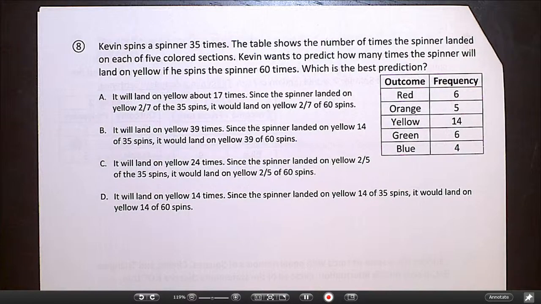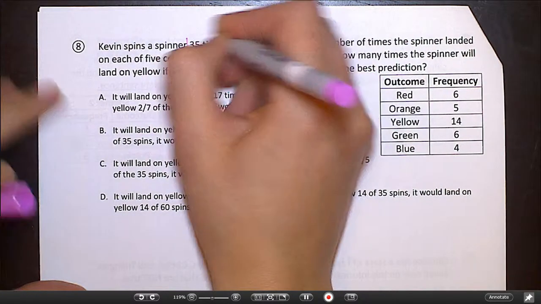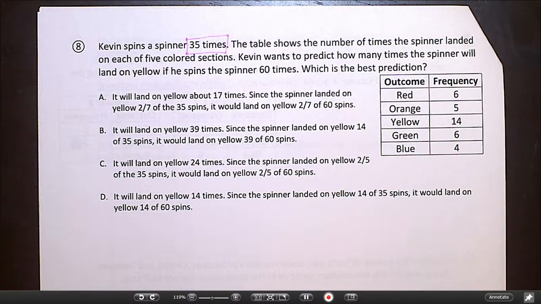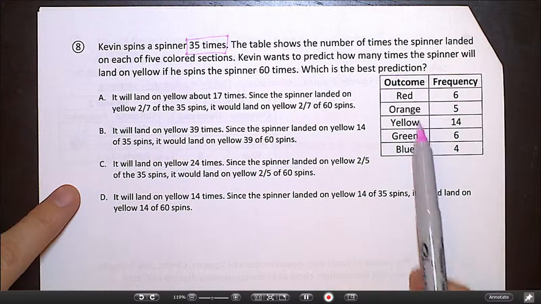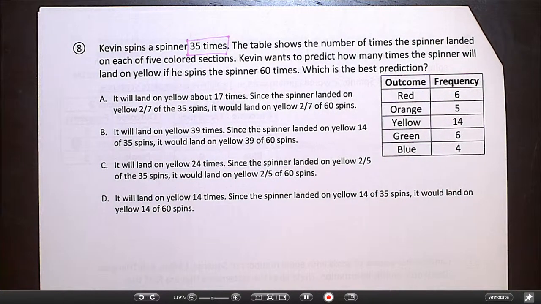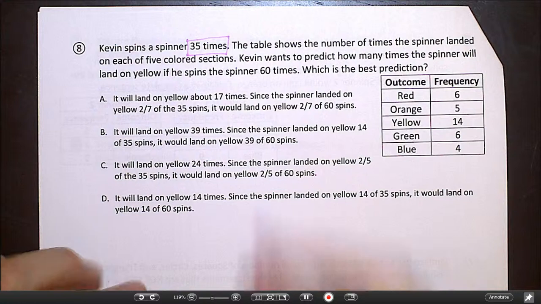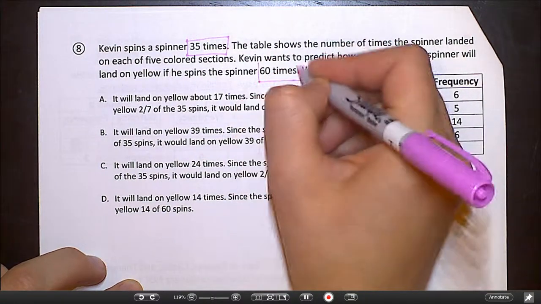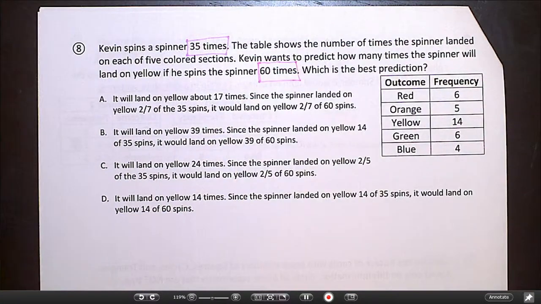Number 8, Kevin spins a spinner 35 times. All right, 35 times. That's our total. The table shows the number of times the spinner landed on each of 5 colored sections. They're red, orange, yellow, green, and blue. Kevin wants to predict how many times the spinner will land on yellow if he spins the spinner 60 times. Okay, so we've got a new total now, 60 times. What is the best prediction?